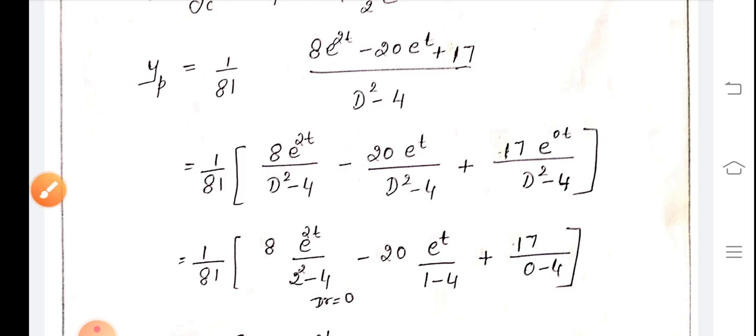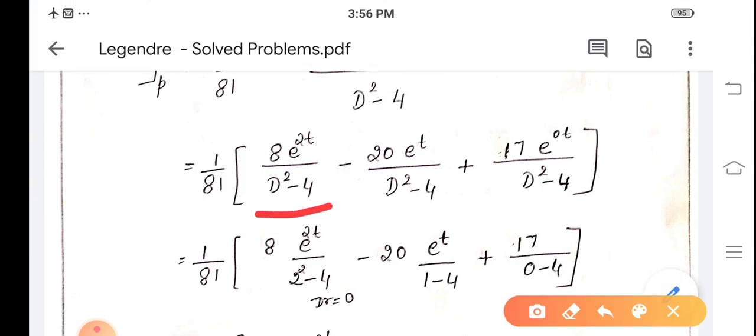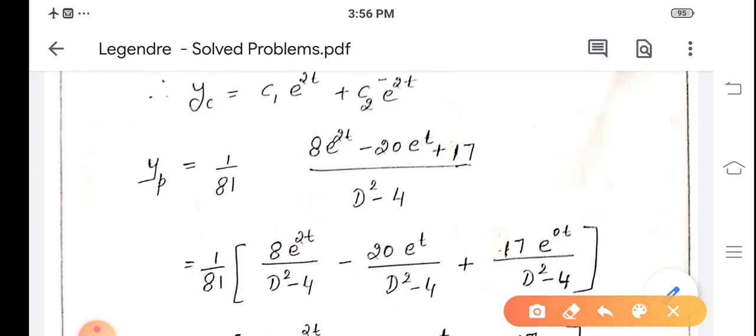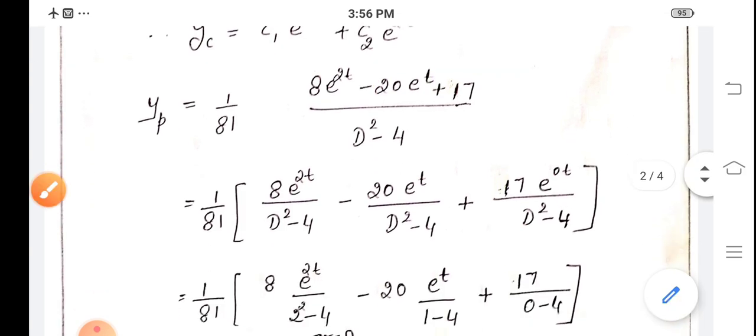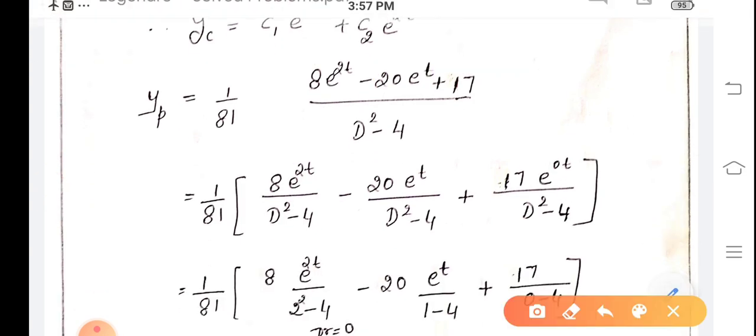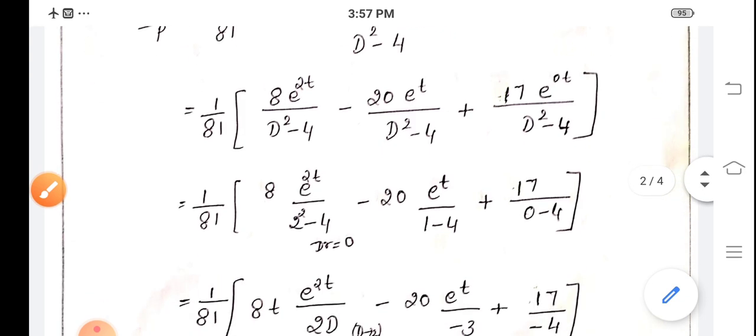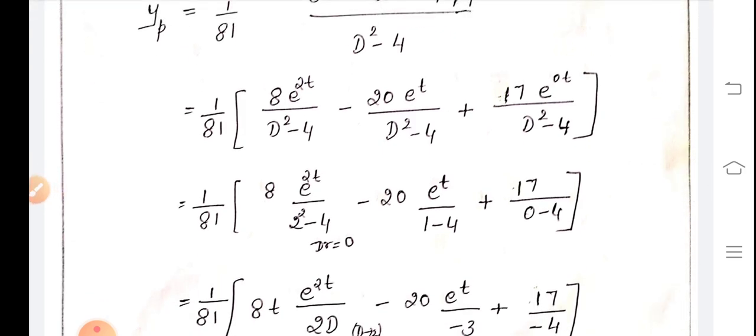First term will be 1 by 81 into 8 e power 2t divided by d square minus 4. Next, the second term, minus 20 e power t divided by d square minus 4, plus the third term, 17 divided by d square minus 4. Then it is equal to 1 by 81 into.